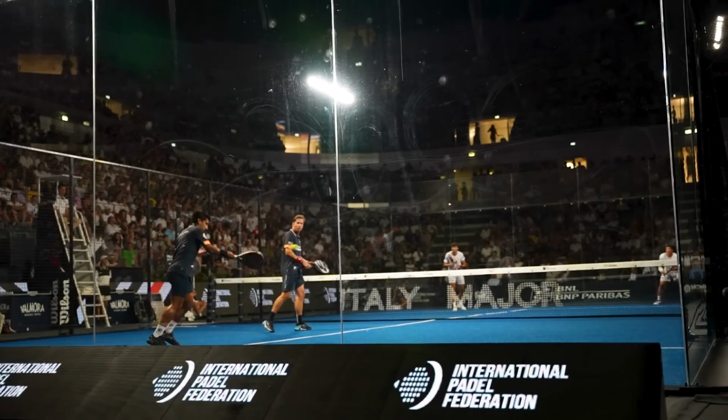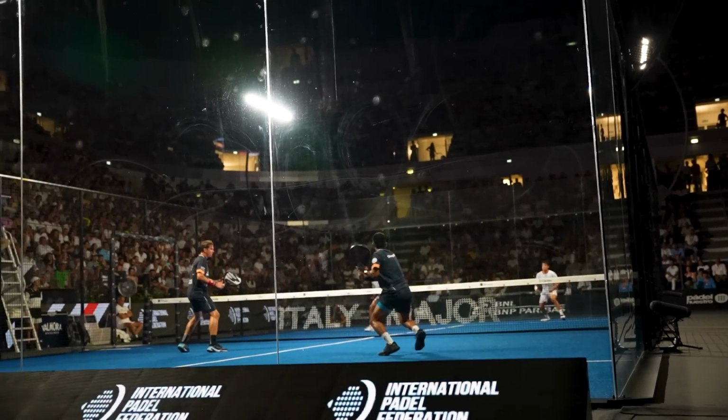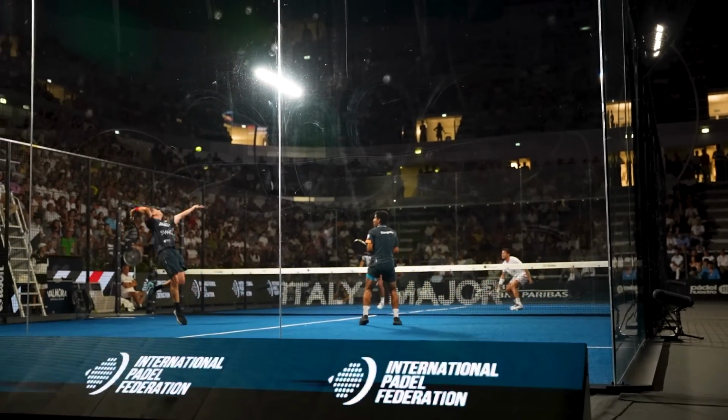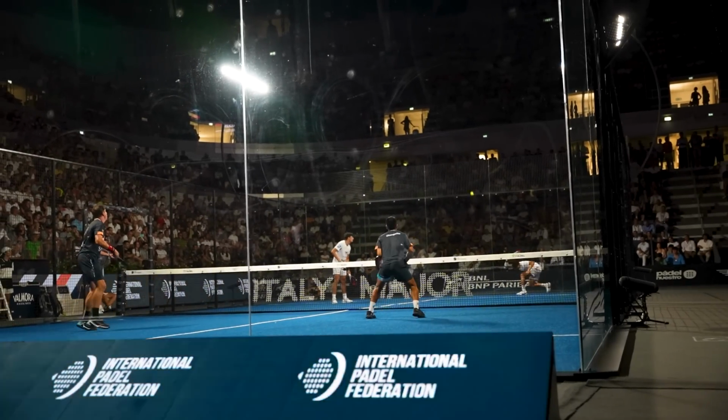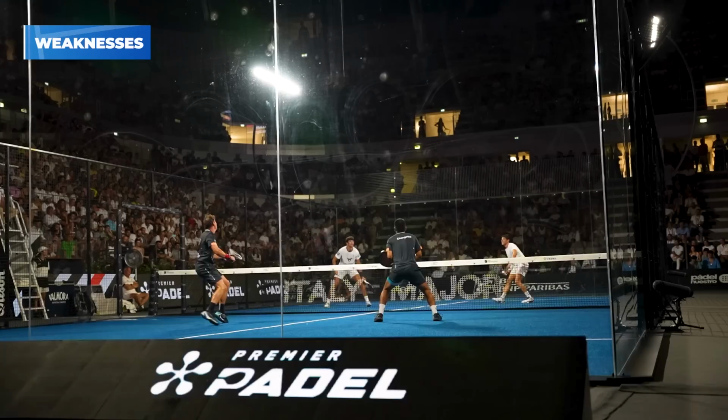Another benefit of always playing on the same side of the court is the ability to generate more tactics, especially when you play with the same partner. And this is the case of pro players. By always being positioned on the same side, they can develop tactics to implement in matches more easily than if they change sides. However, the Australian formation also has some weaknesses that we need to know.